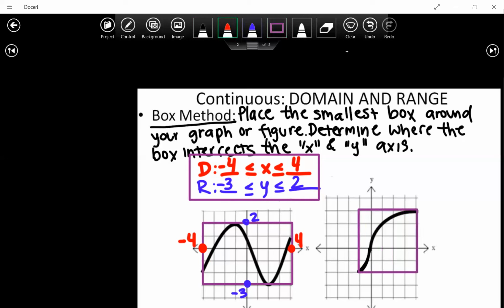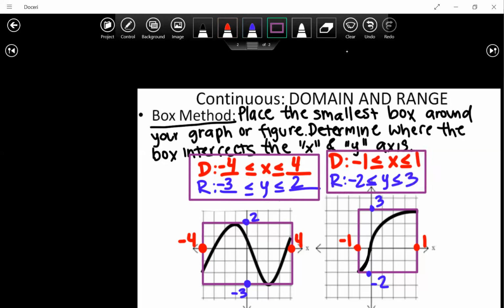The farthest left point of my x is going to be -1. Farthest right will be 1. Top will be 3. The bottom will be -2. We want to correspond them just as we did before. Domain is -1 less than or equal to x, which is less than or equal to 1. Again, domain represents inputs, which also represents x values. Range is similar: -2 is less than or equal to y, which is less than or equal to 3. That's our domain and range.